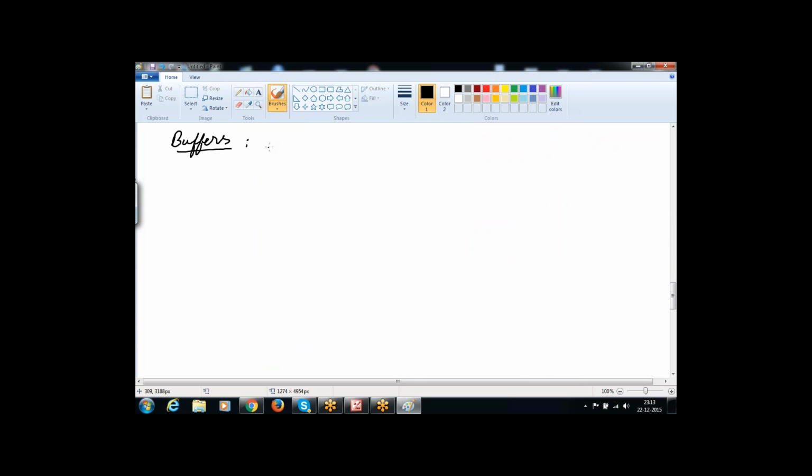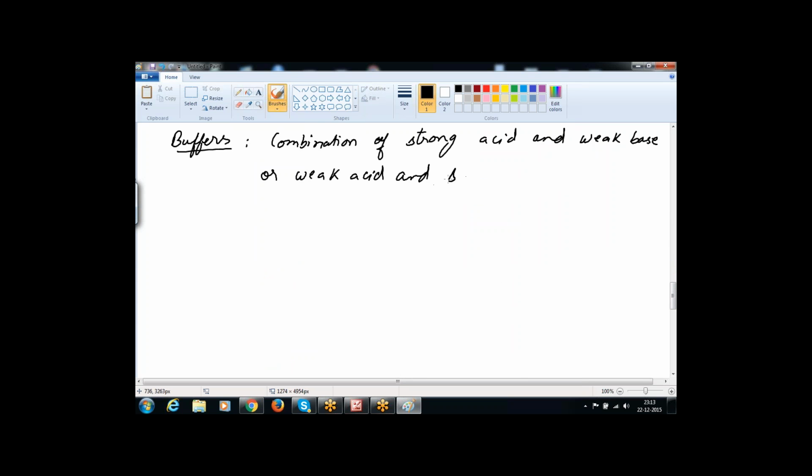Chemically, buffers are a combination of strong acid and weak base, or weak acid and strong base. And what their job is, they maintain pH.